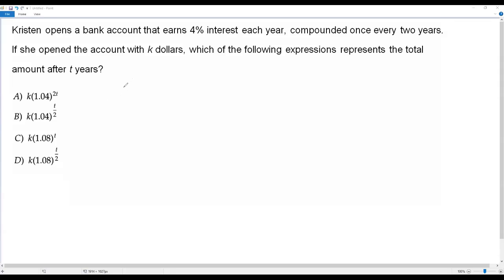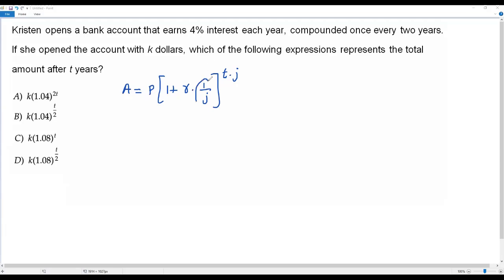Okay, first let me write the formula for compound interest. That is A equals P times (1 + R times 1/J) to the power of T times J. Okay, now let's understand the components of this formula. A represents the value of the deposit after T years. T represents the number of years. P is the initial value of the deposit, or principal. And R is the rate of interest. In this case, it's 4%.